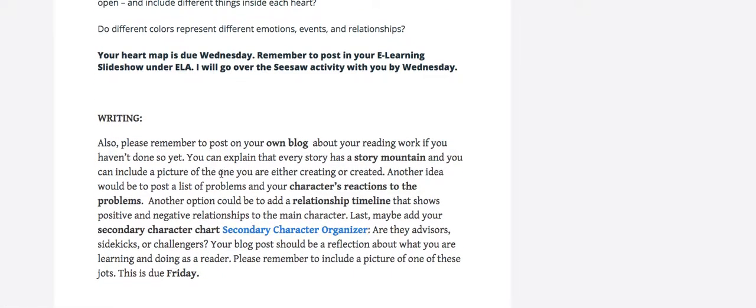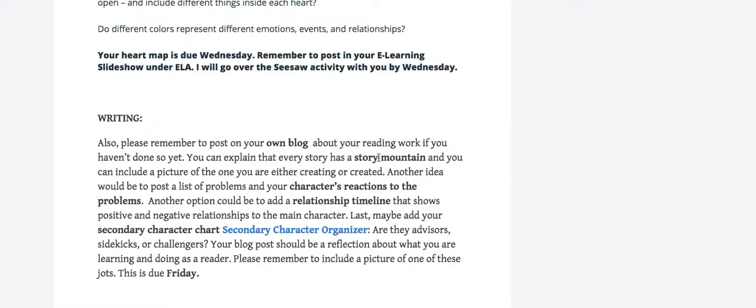Our writing, most of us have already posted on our blog, but this is for anyone who hasn't had a chance. It's due Friday. Remember, this is not a summary of your book. This is a reflection about you as a reader. What are you doing as a reader? And that's the higher thinking we've really been focusing on last week.